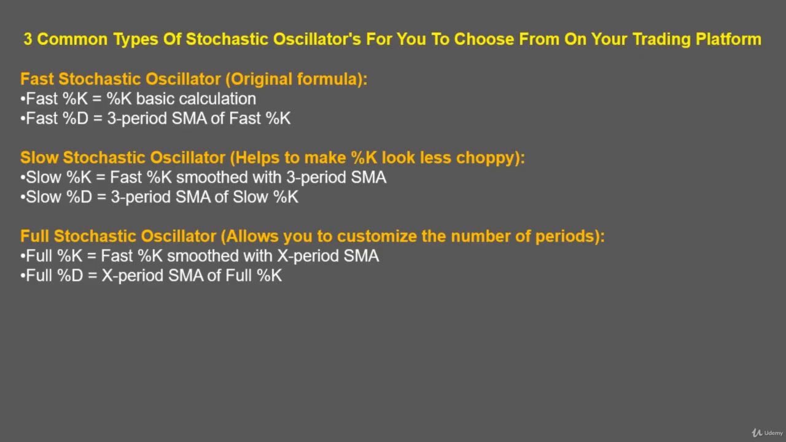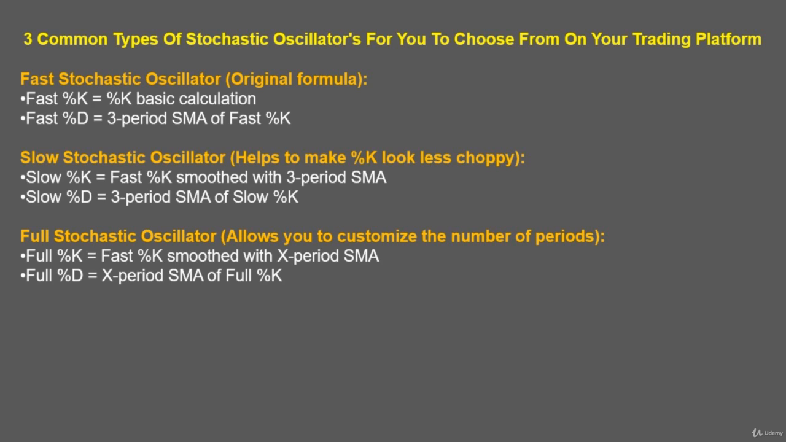So the fast stochastic oscillator is the original one. That's the original one we just looked at as far as the mathematical calculation. That's the basis for everything. Then you can choose something like a slow stochastic oscillator, which will help make your percentage K look a little less choppy. It smooths out even more, and you can see how the formula changed a little bit more. They smoothed it out with a 3-day period SMA built right into the percentage K, and then compare that to the 3-period SMA of the slow K. This 3-day SMA is basically the slow percentage D.